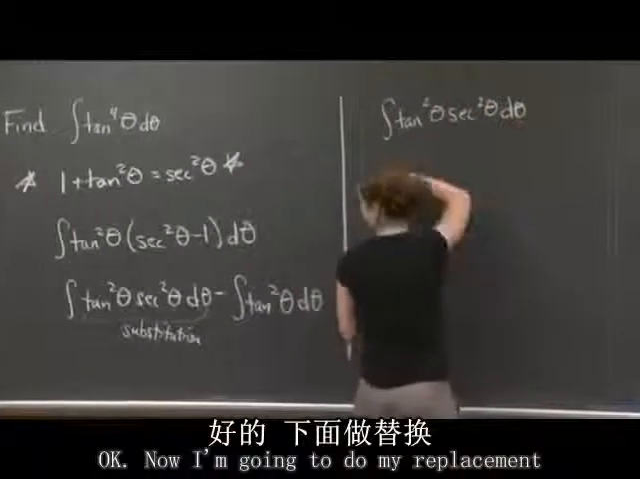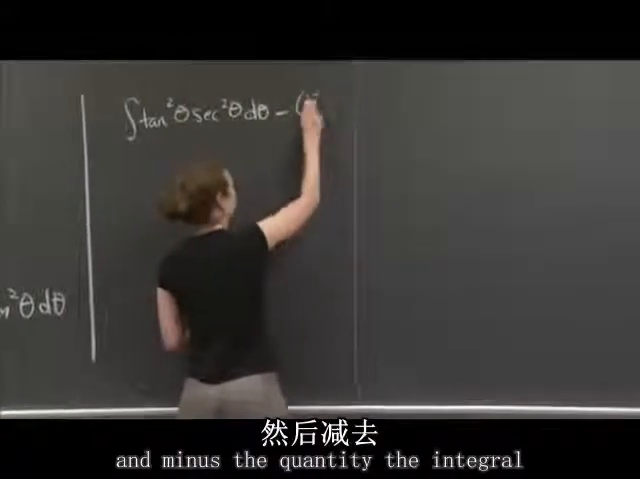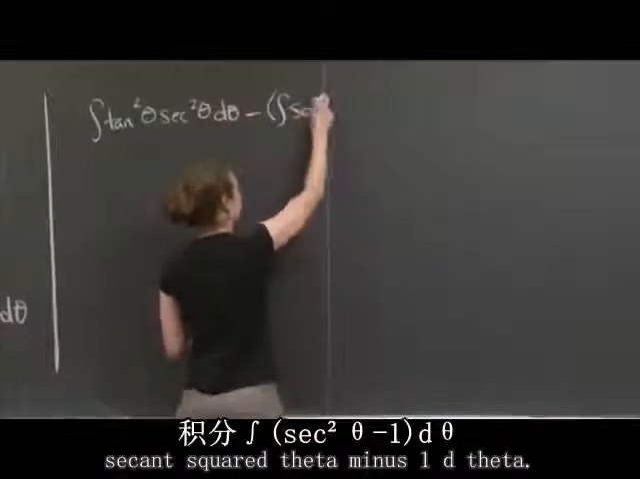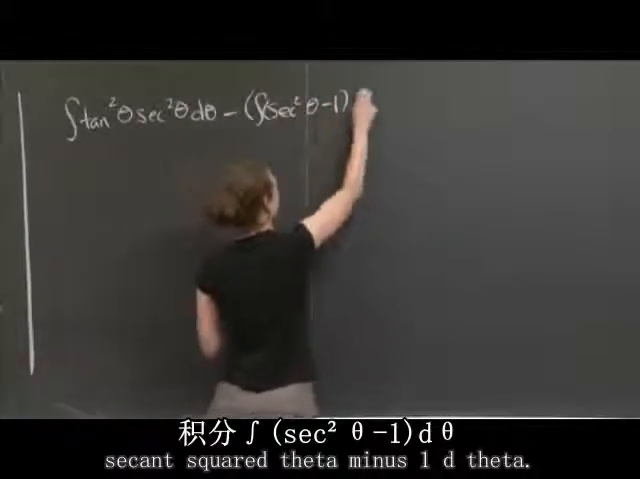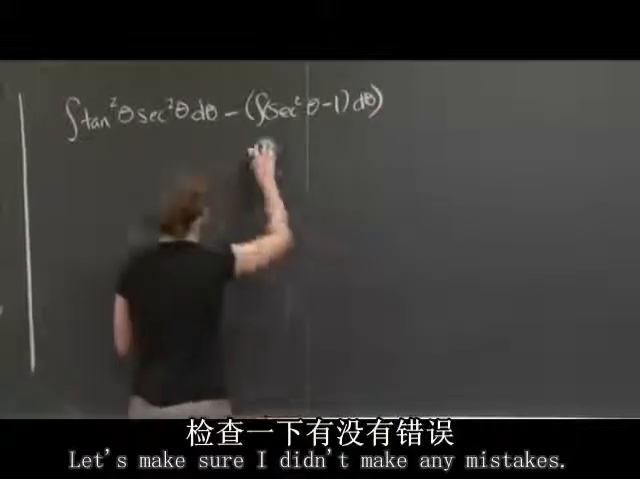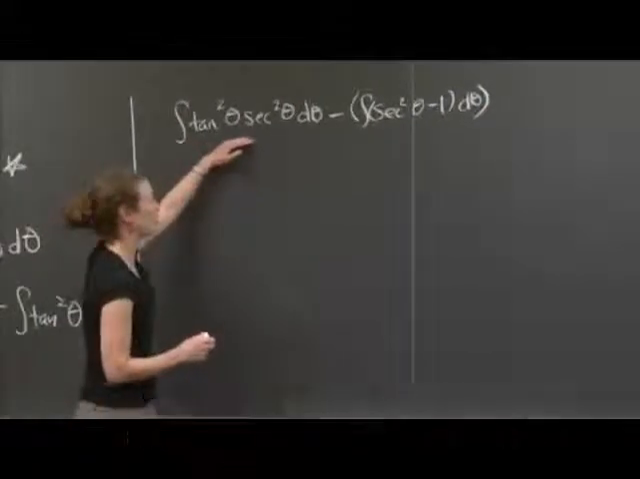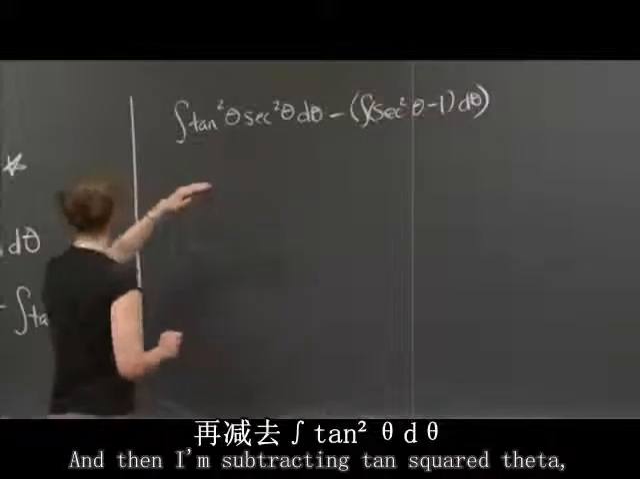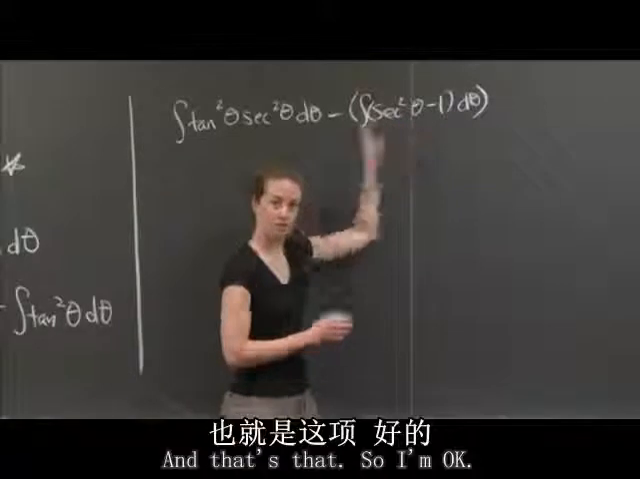Okay, now I'm going to do my replacement and minus the quantity, the integral of secant squared theta minus 1 d theta. Let's make sure I didn't make any mistakes. So I had tan squared theta secant squared theta d theta. That looks good. And then I'm subtracting the integral of tan squared theta d theta. And that's that. So I'm okay.